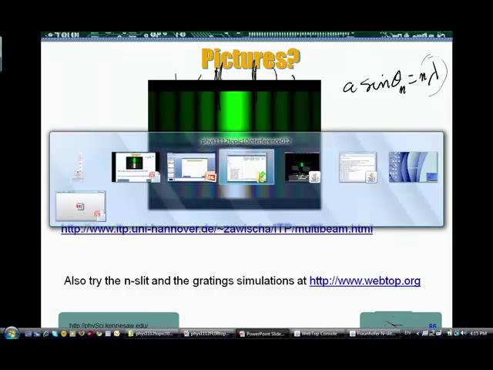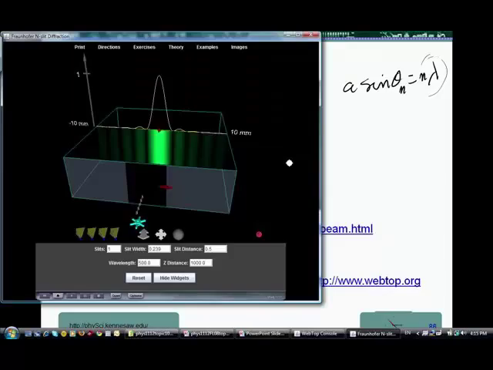Okay, let's play a little bit with WebTop, the same simulation we have used before, but here we have it set at one slit. Notice here, when I change the wavelength, if I increase it manually, 600, 650, 700, you notice the larger the wavelength, the broader is the pattern.